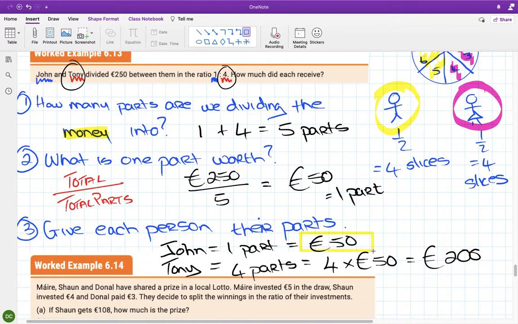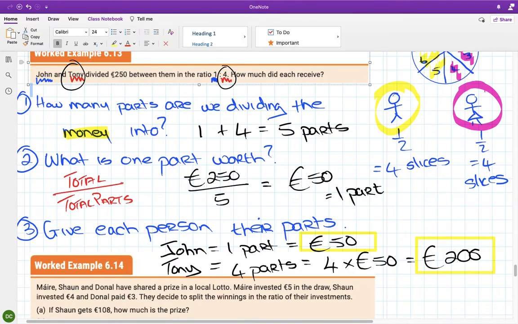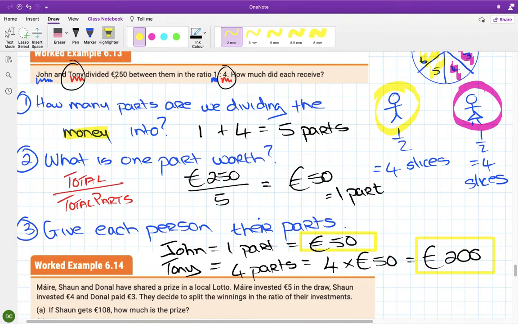And if you look at that for a second, John got 50 and Tony got 200. And what do those 2 numbers add up to? The 250 up here that we were trying to divide up. Okay, so that's how you do it. You must find out the total number of parts. You figure out what 1 part is worth, and then you give each person their parts.